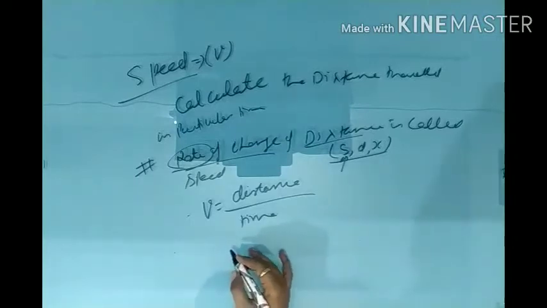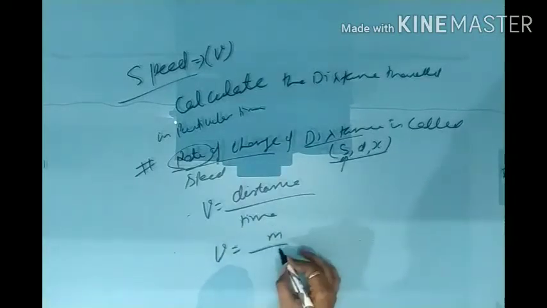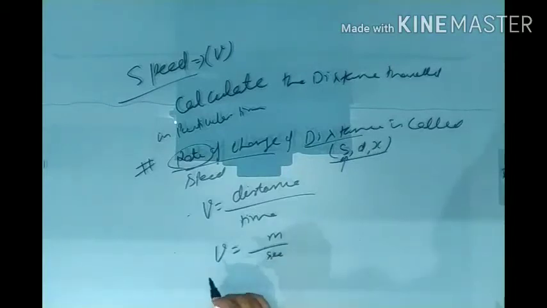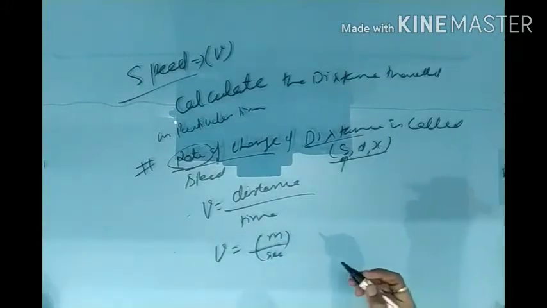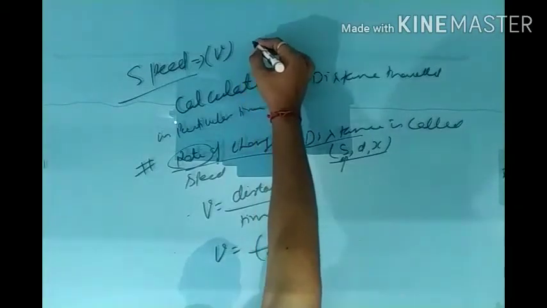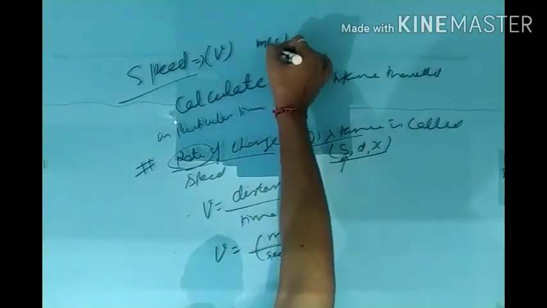Now what are the units of distance? That is meter. What are the units of time? It is second. It means the unit of speed is meter per second. So simply we can say that the SI unit of speed is meter per second.